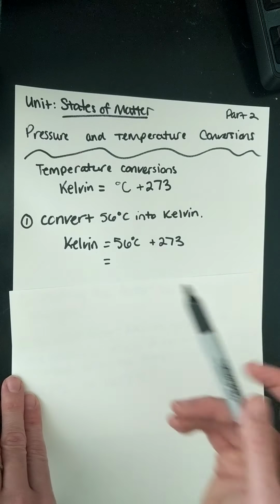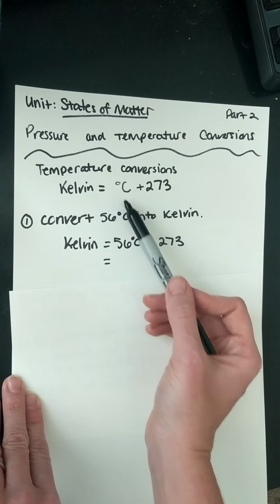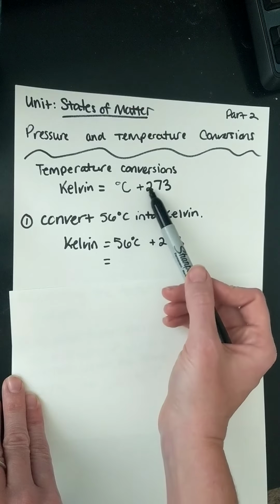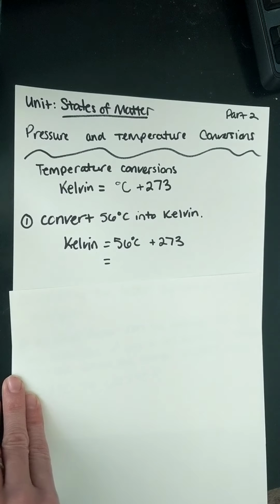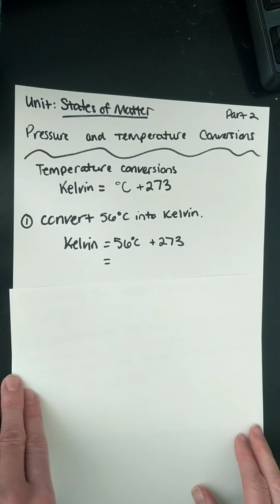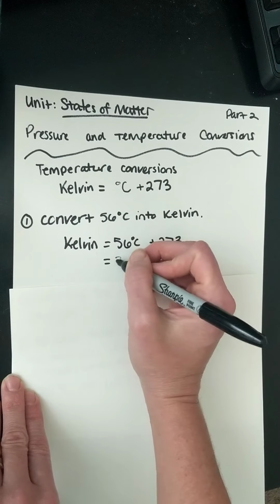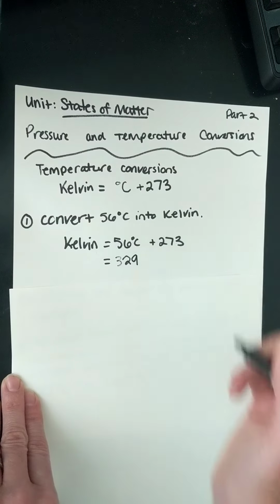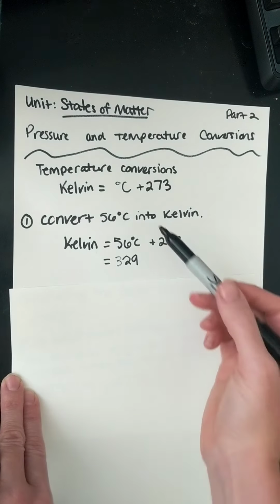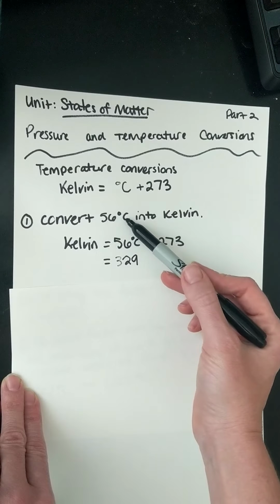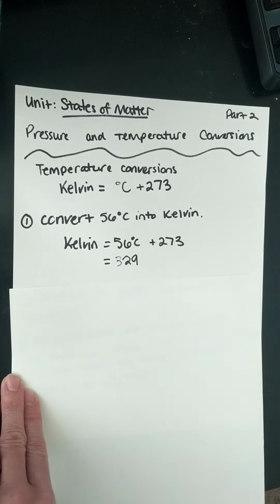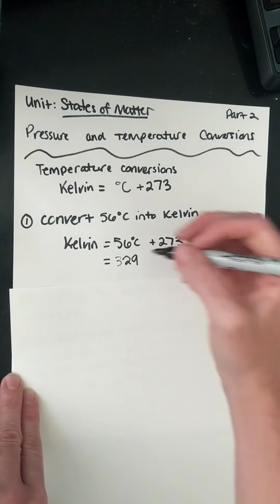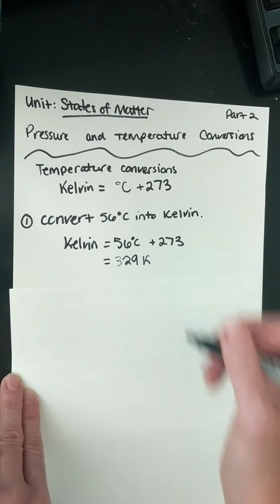So we know Kelvin is equal to, plug it in, 56 degrees Celsius plus 273. As I go through and add them together, I find that Kelvin is equal to 329. So 56 degrees Celsius into Kelvin is 329. And we would just put in a K there to represent Kelvin.